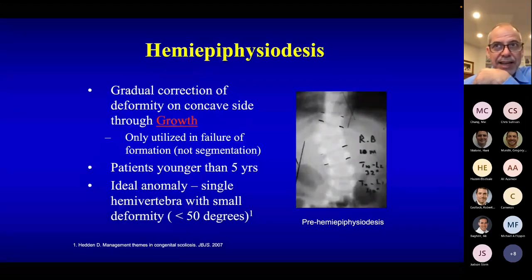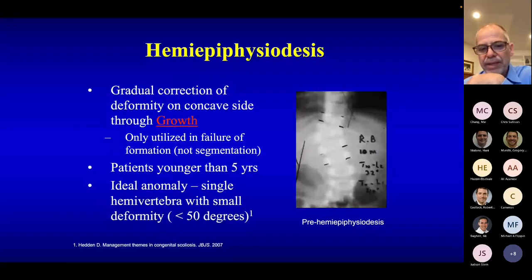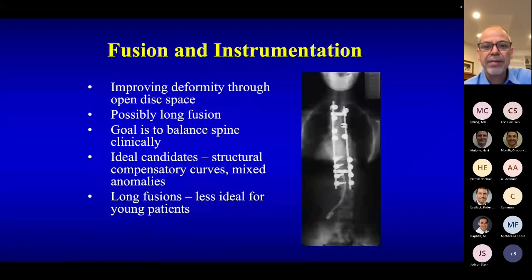Hemiepiphysiodesis, on the other hand, is something that's kind of been lost in favor. There are probably still some curves that are good for it, but the idea is if you have the convex side and you do a hemiepiphysiodesis, you essentially create a bar on that side, and as long as the concavity still has some growth potential, then maybe the patient can actually grow straight. It's almost like a tether, but instead of putting in a flexible tether, you actually just create a growth bar on that convex side.